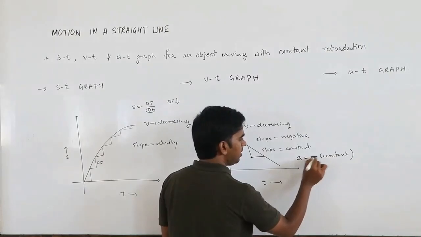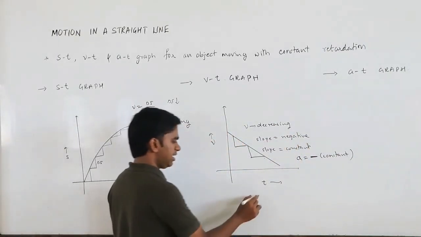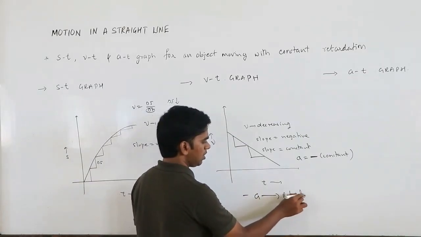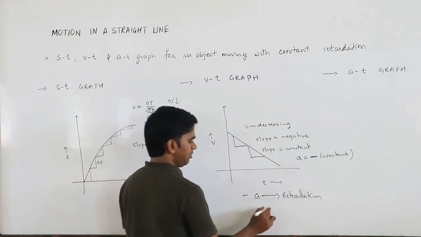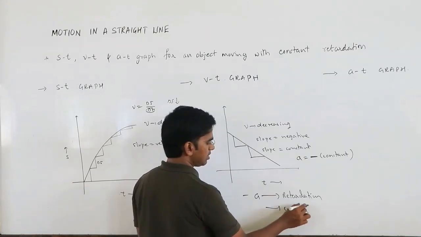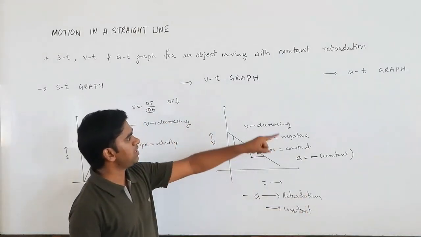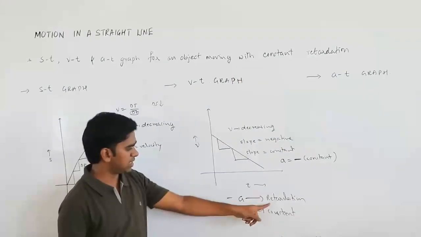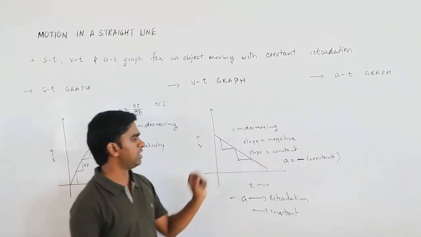So A is equal to some constant, but with a negative sign. Okay. The negative sign indicates retardation or deceleration. And it is some constant. We are getting the value as some constant. So this is very important while plotting the AT graph. What they are saying is constant retardation. So we got both retardation and constant, because the acceleration slope we are getting is negative.